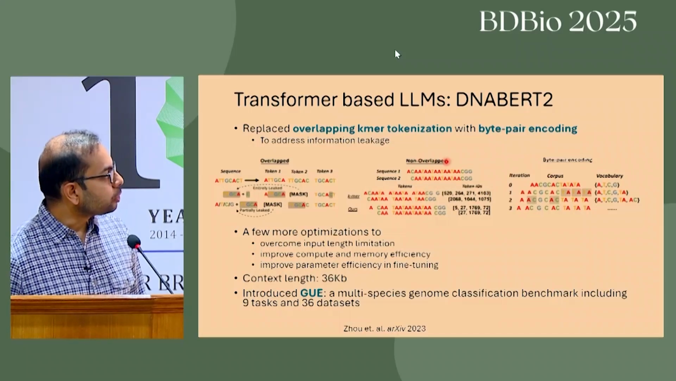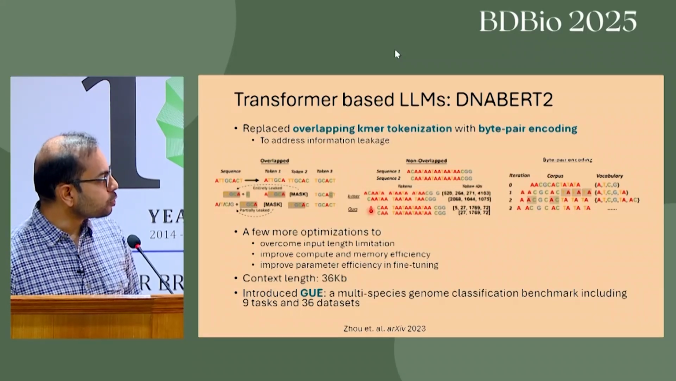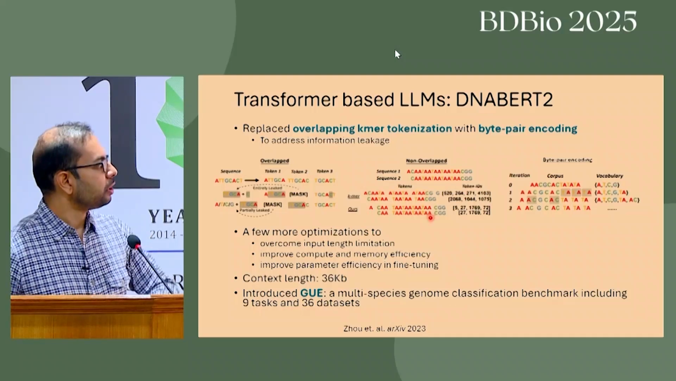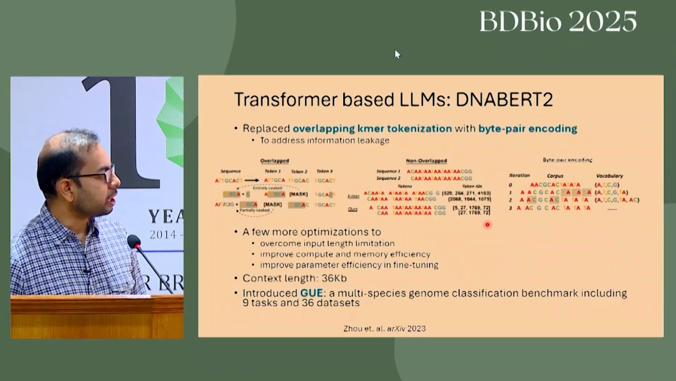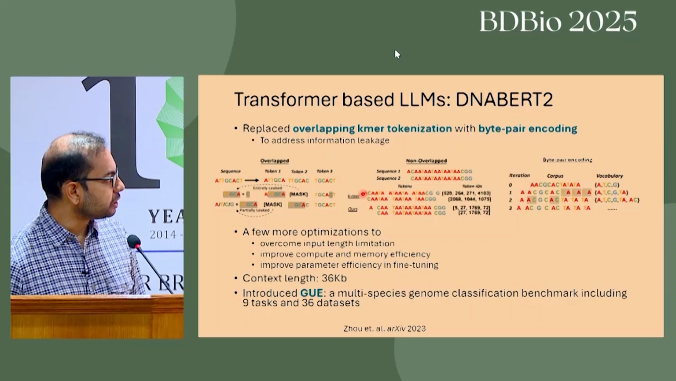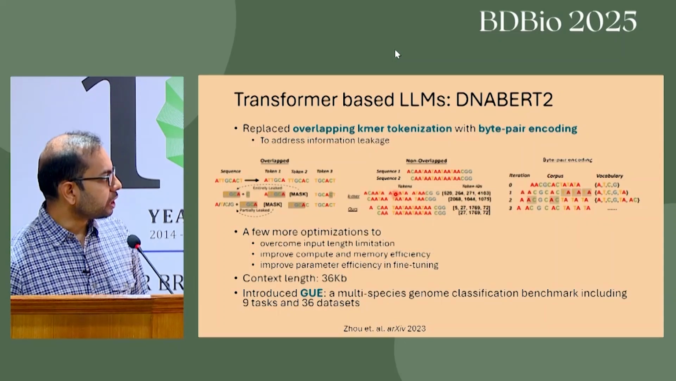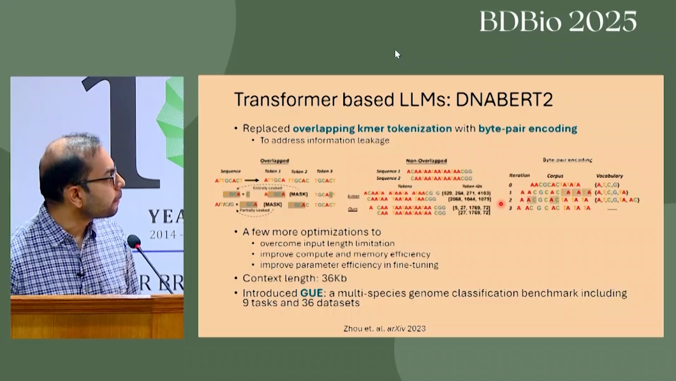Then the problem with non-overlapped is that depending on where you start the k-mer, you can get a completely different set of tokens. So if you start with this A and you create these tokens, then these are the token IDs. But if you start with the C after that, you get this set of token IDs. So it's just completely haphazard then.